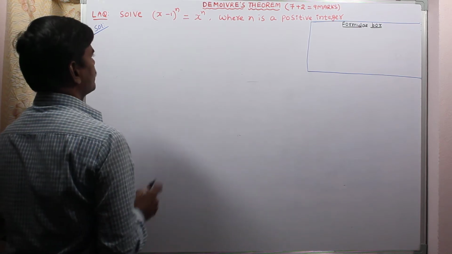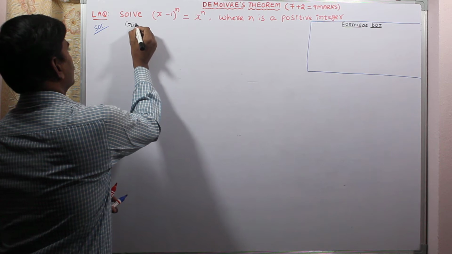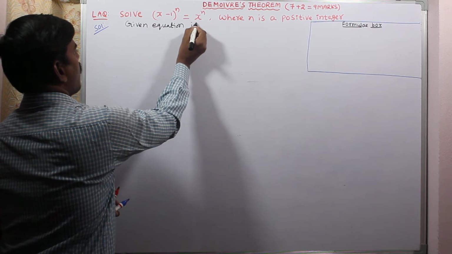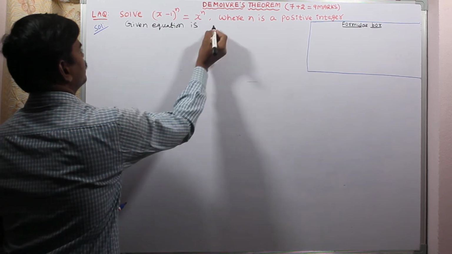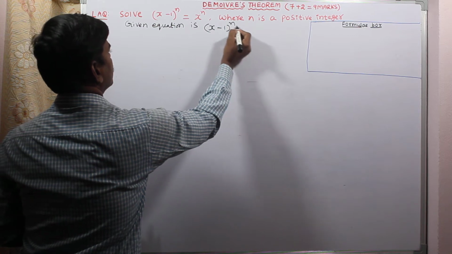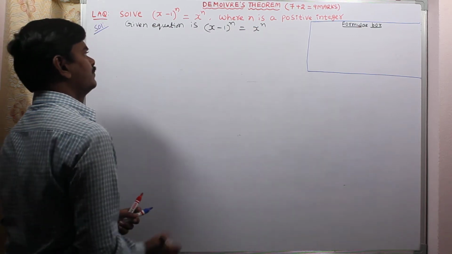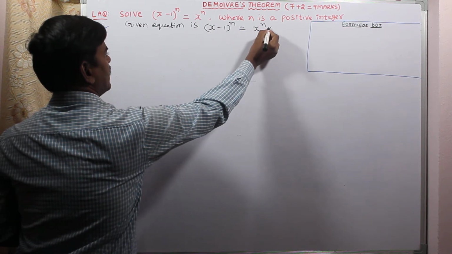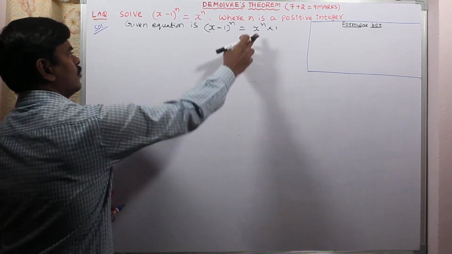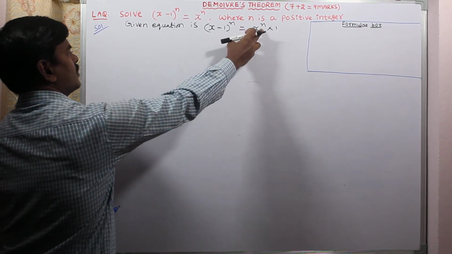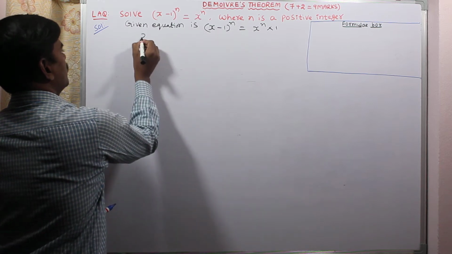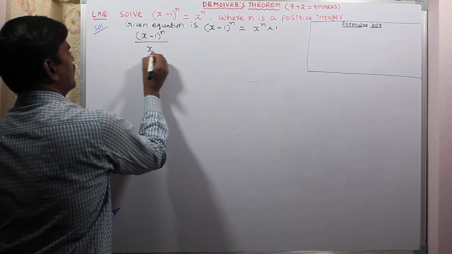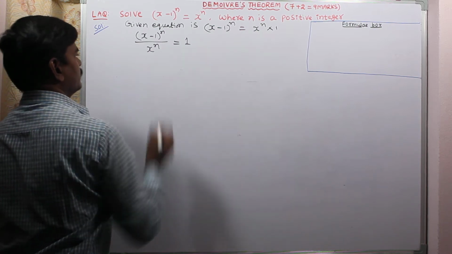Let us write the given equation first. The given equation is (x minus 1) whole power n is equal to x power n. So what is the possible simplification? We can write x power n as x power n into 1 also. Now by transposing x power n from RHS to LHS, (x minus 1) whole power n divided by x power n is equal to 1.